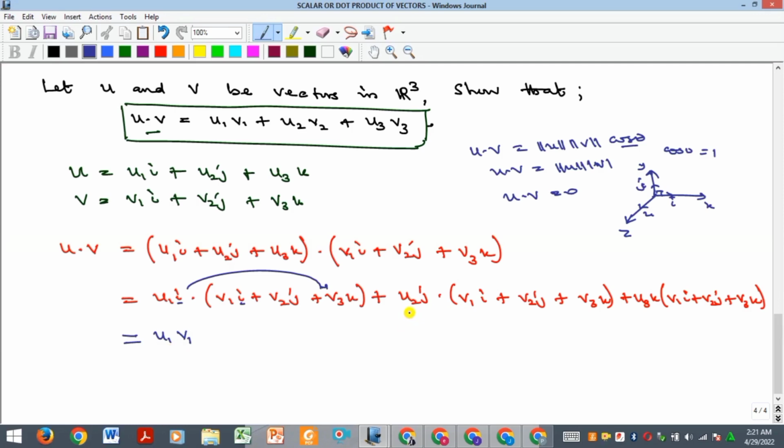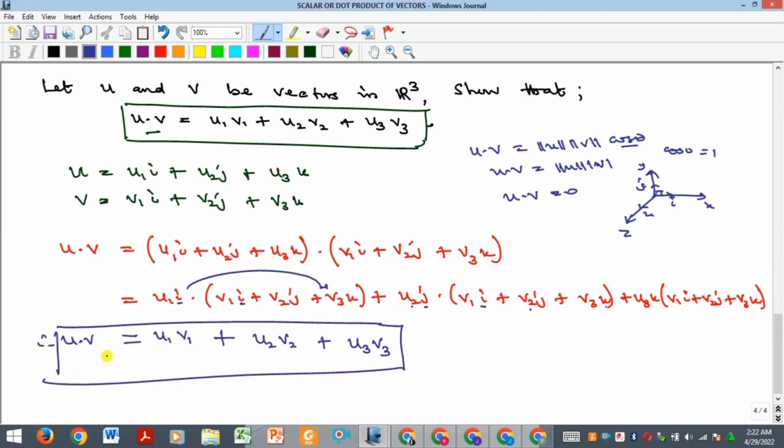If you do the same here, U2 j multiplying this, j will multiply i here to give 0, j will multiply j to give 1, and so you will now have plus U2 V2, and then j will also multiply k here to give 0. So out of this whole bracket, we'll have only this U2 V2, and then we'll go over to this U3 k multiplying V1 i. k times i will give us 0 again, and so that will be 0. k multiplying j will also give us 0. But k times k will give us 1, and so we will also have here U3 V3, and that is our U dot V.